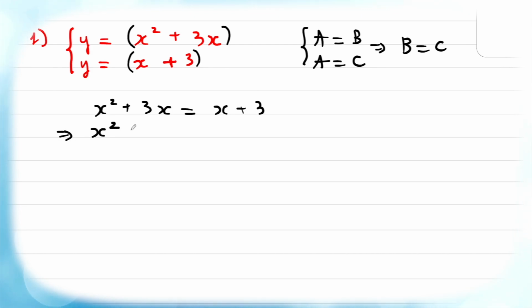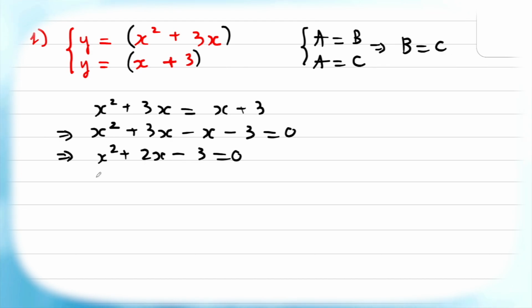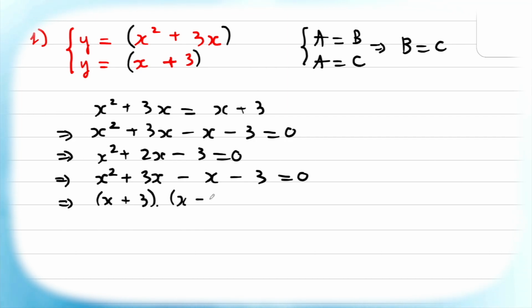After I have this equation, I can convert it into a quadratic equation by moving all the expression from the left hand side to the right hand side, or inverse. So from here, you get x squared plus 2x minus 3 equal to 0. One more time, I can use the method of factorizing to solve this one: x plus 3, and then x minus 1 equal to 0. So x equals minus 3 and x equals 1.